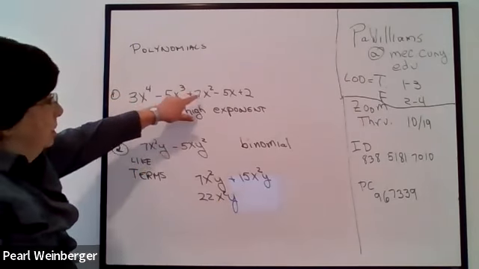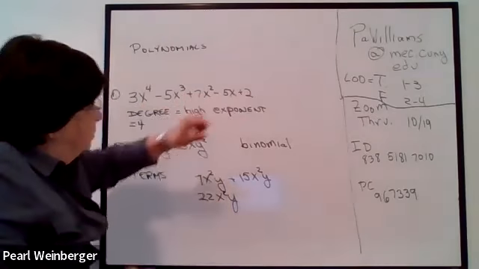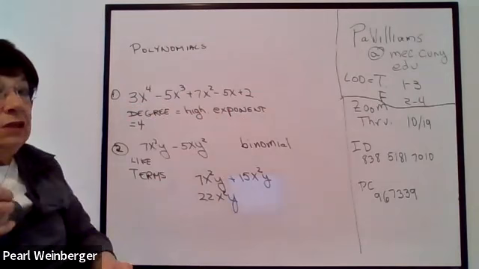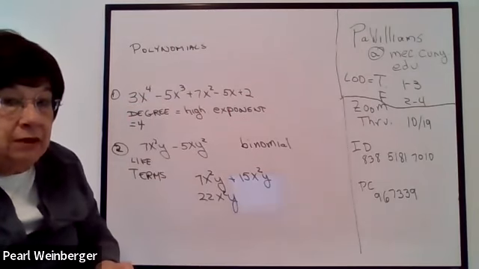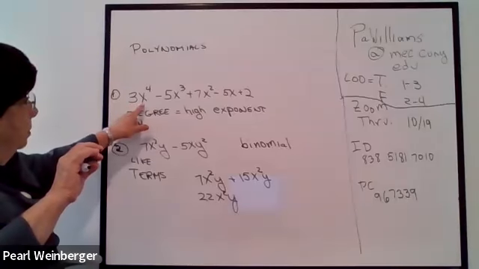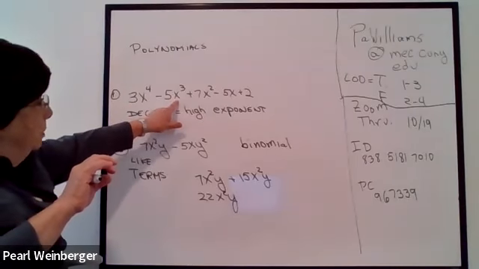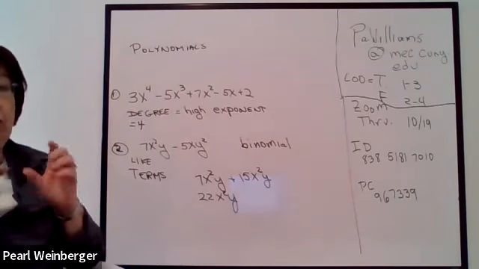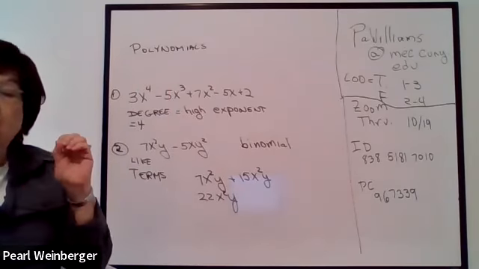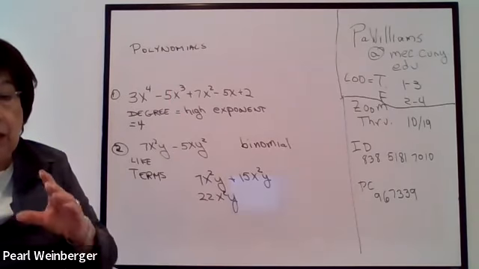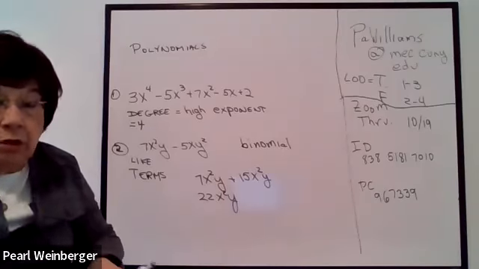These are not like terms because even though all four of them have x's, the x's are not the same exponent. You can't combine something like an x fourth with something like an x third. You can only combine x fourth with x fourth or x third with x third. You can only combine like terms.